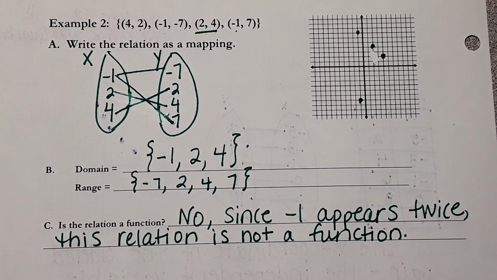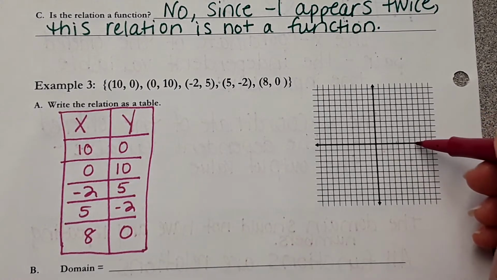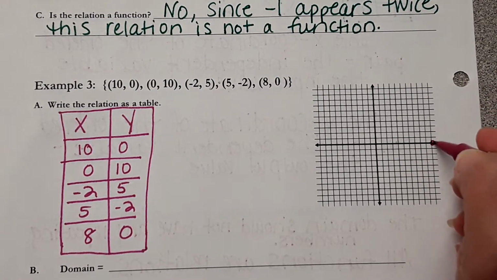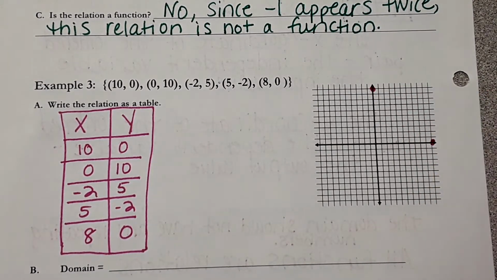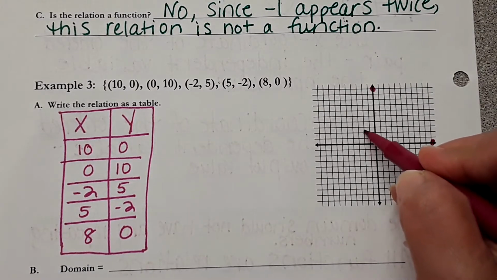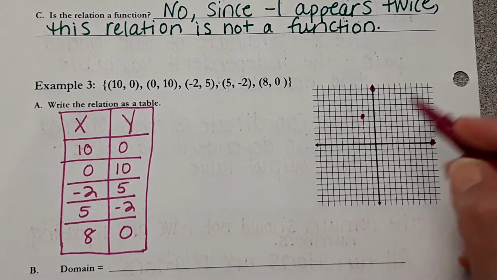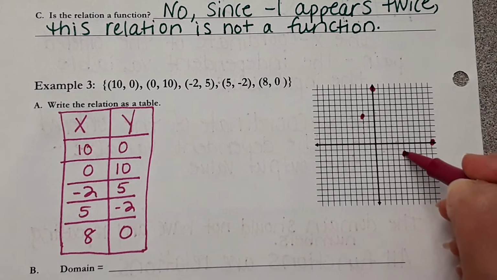Okay, let's do 3 together. So you're going to go over to 10: 1, 2, 3, 4, 5, 6, 7, 8, 9, 10. And then 0, 10 is going to be up here. And no, they shouldn't be in a straight line. -2, 5, so -2 up to 5. Then 8, 0. Again, 8, 0.